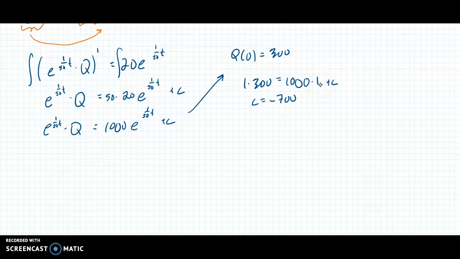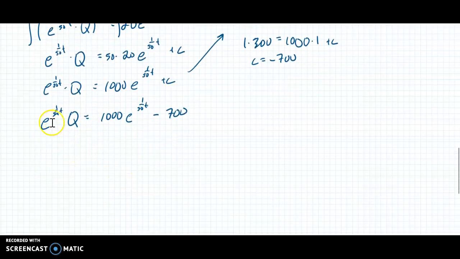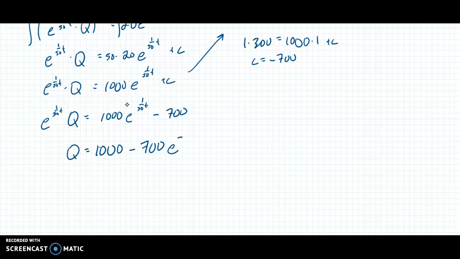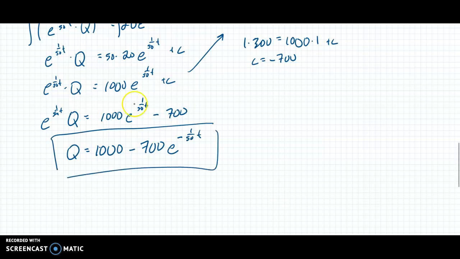So let me rewrite this one more time. e to the 1 over 50t times q is equal to 1,000 e to the 1 over 50t minus 700. So last step here is just to divide by e to the 1 over 50t. What that gives me is q equals, when I divide it out here, I'm just left with my 1,000 minus 700. And in this case, I think it makes a lot of sense to write e to the negative 1 over 50t. Now, that's my function.